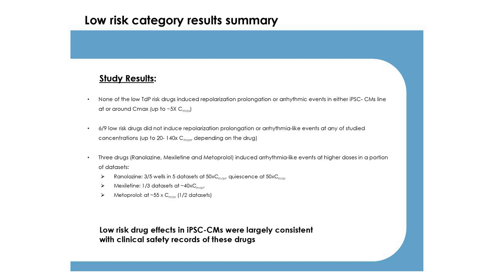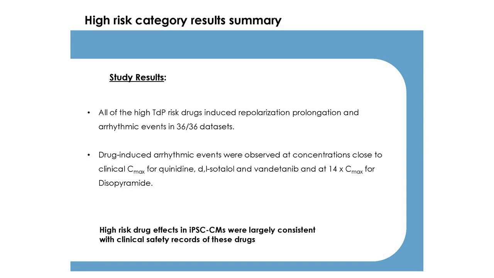And the same is actually true for the summary of the high-risk compounds, so they are matching very well. So here the result is that all of the high-risk TdP risk drugs induced repolarization prolongation and arrhythmic events in 36 out of 36 data sets. And drug-induced arrhythmic events were observed at concentrations close to clinical Cmax for quinidine, sotalol, and vandetanib, and like 40 times Cmax for disopyramide. So again, the high-risk drug effects were largely consistent with the clinical safety records.